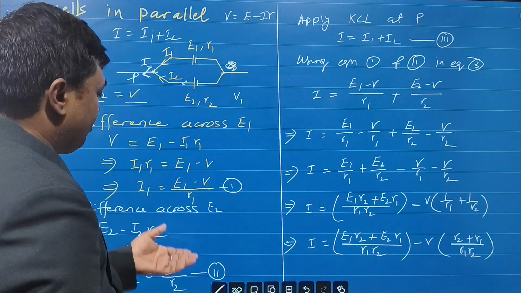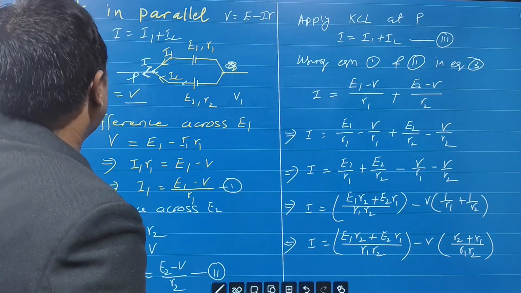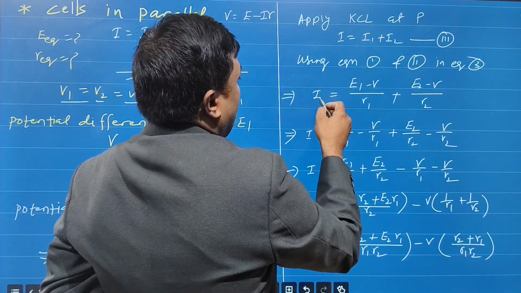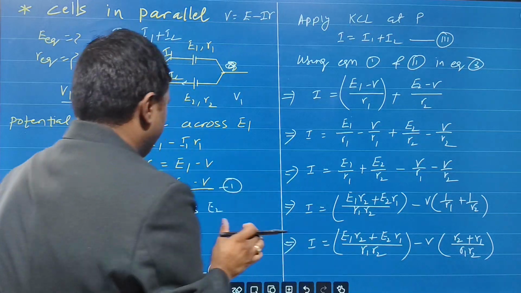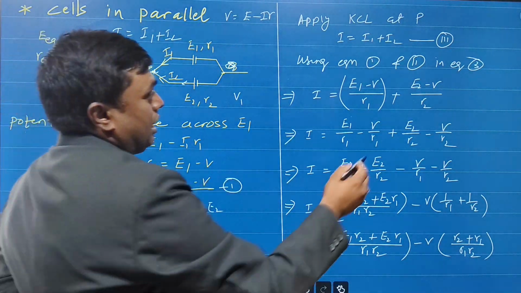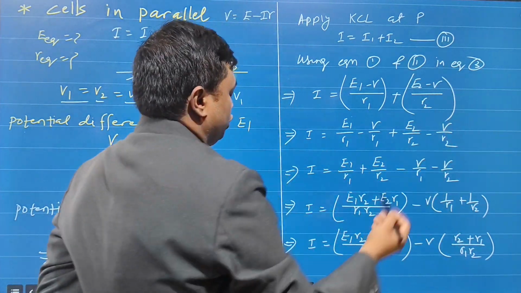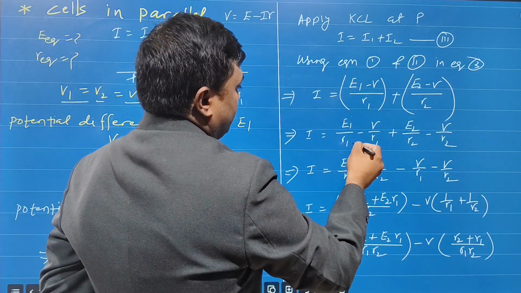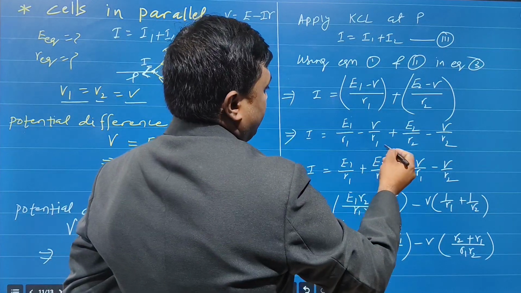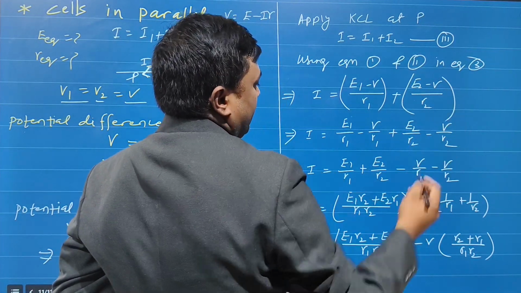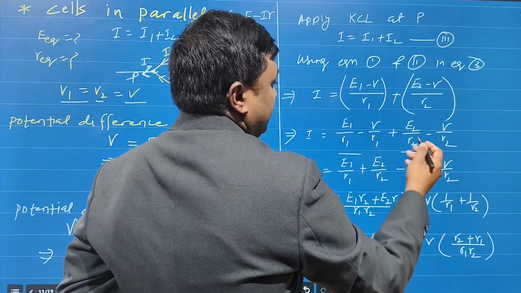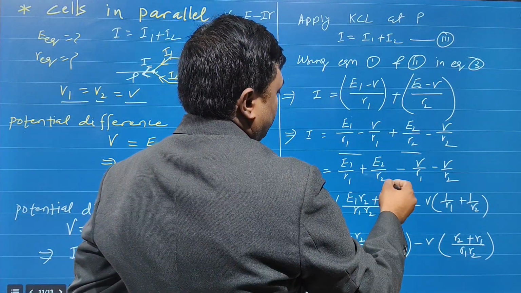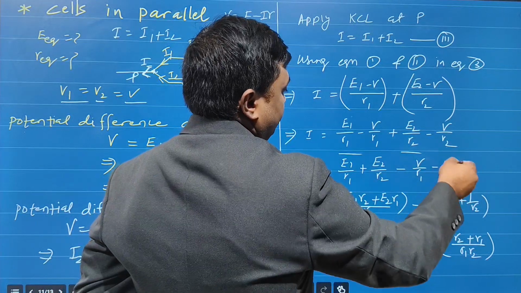Now substitute the values of I1 and I2 in the equation I is equal to I1 plus I2. So I is equal to E1 minus V by R1, the value of I1, plus E2 minus V by R2, the value of I2. Then segregate the terms: I is equal to E1 by R1 minus V by R1 plus E2 by R2 minus V by R2. Write the EMF terms together: I is equal to E1 by R1 plus E2 by R2 minus V by R1 minus V by R2.